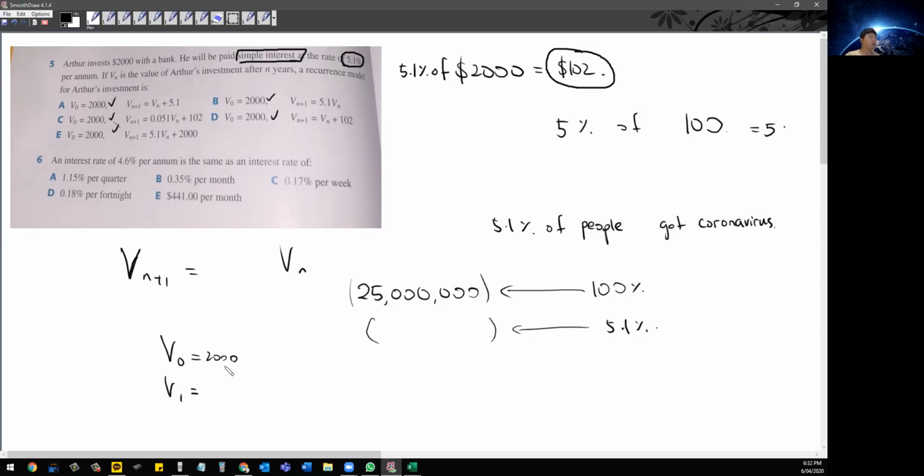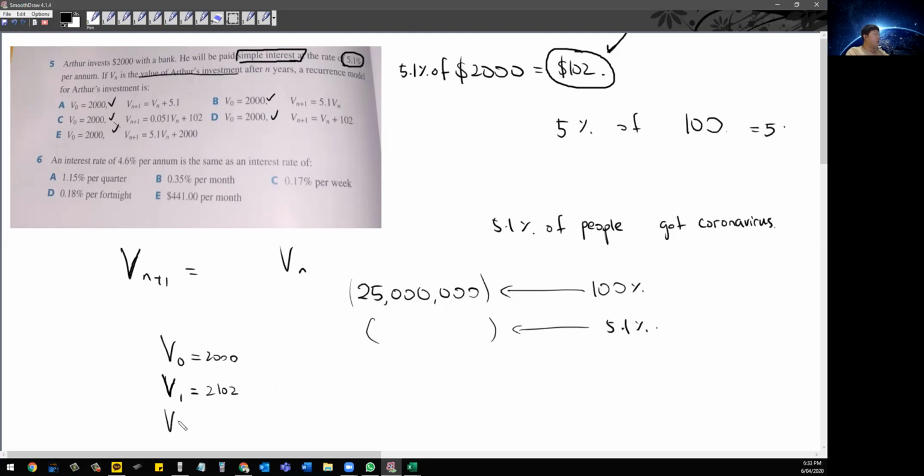Do you know how much? What's going to be the value of his investment after 1 year? It's going to get that much money, right? So is it going to be $102 or $2,102? It can't be 102, because this V represents the value of his investment. Is it 102 or 2,102? 2,102. That's right, because you've got to add the interest on top of the already existing money.